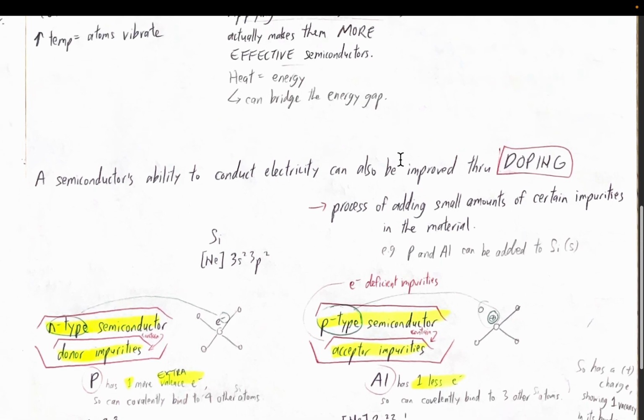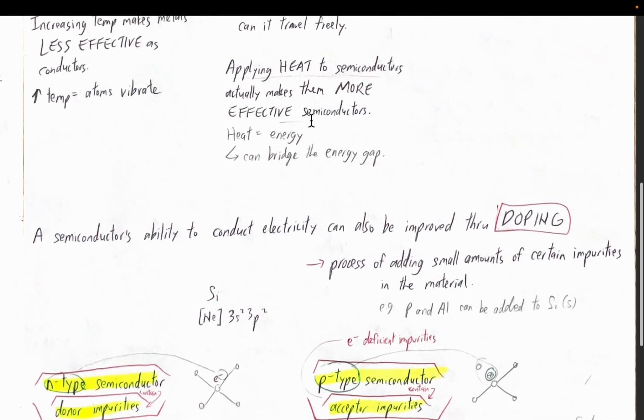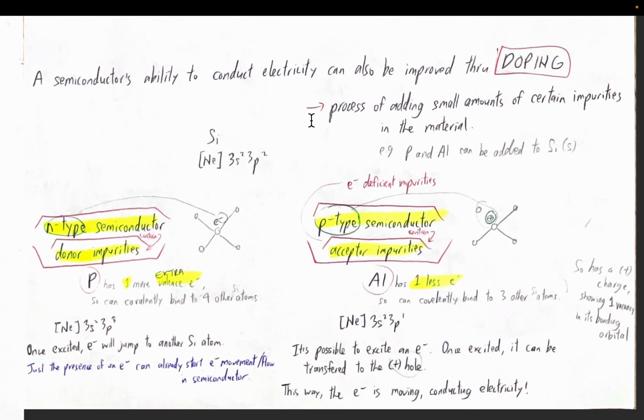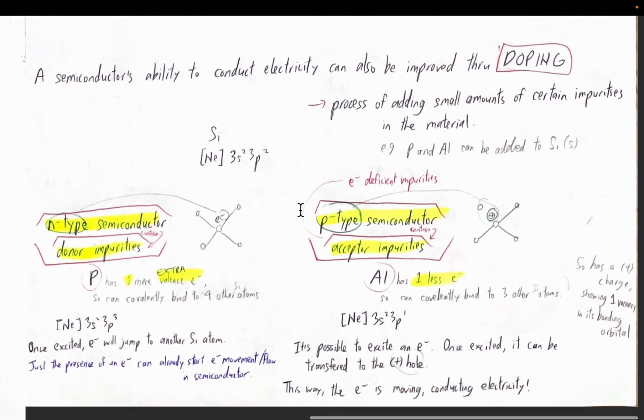Okay. A semiconductor's ability to conduct electricity can also be improved through doping. So on top of this condition, its capability to conduct electricity can also be improved through doping. This is the process of adding small amounts of certain impurities in the material. For example, phosphorus and aluminum can be added to silicon.